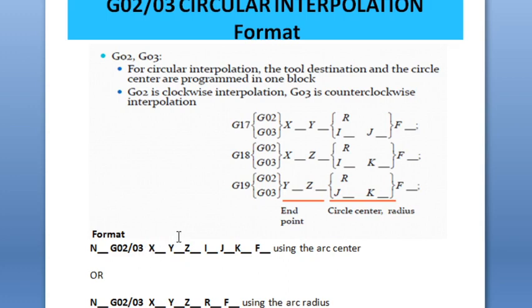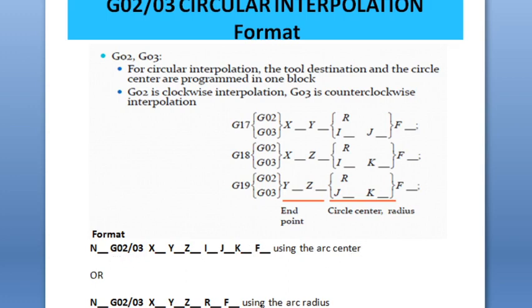It's the destination of the arc. X, Y, Z is the end of the arc, or destination of the arc. I, J, K are the center of the arc corresponding to the X, Y and Z. I, J, K are the center of the arc with reference to the X, Y and Z. F is the feed rate. This is using the arc center, with I, J, K used for the arc center.